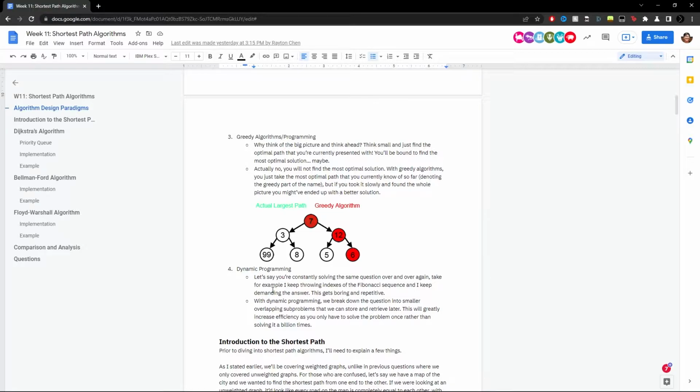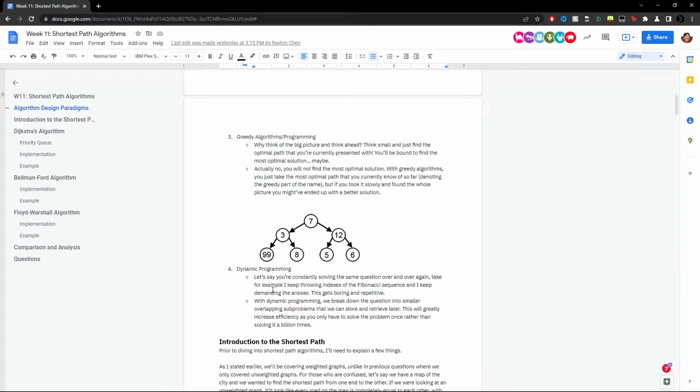And then the last paradigm we'll look at next week is dynamic programming. So let's say you're constantly solving the same question over and over again. I'll take, for example, I keep throwing indexes of the Fibonacci sequence, and I keep demanding the answer. This will get boring and repetitive if you brute force it and solve it every single time. And you realize for Fibonacci, you look at the previous 2 indexes, of course. And with dynamic programming, we can break down the questions into smaller overlapping subproblems that we can store and retrieve later.